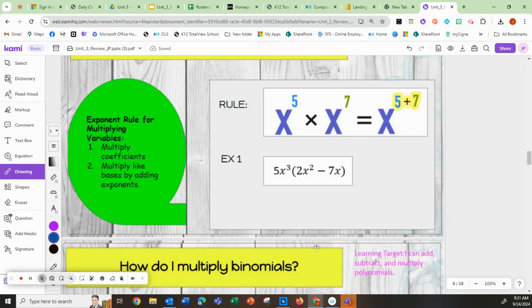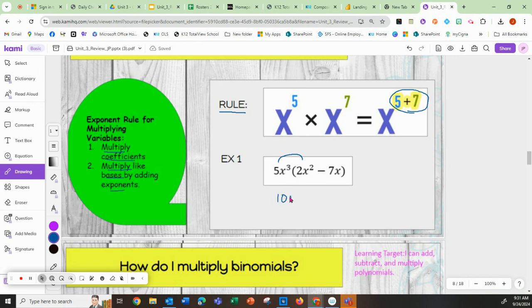In the next example, we go over the rule for multiplying. When we multiply like variables, we do that by adding their exponents. And then if we have more to multiply, we always multiply the coefficients together, and then we multiply the bases by adding their exponents. So here we have a distributing problem where we're going to do 5 times 2.